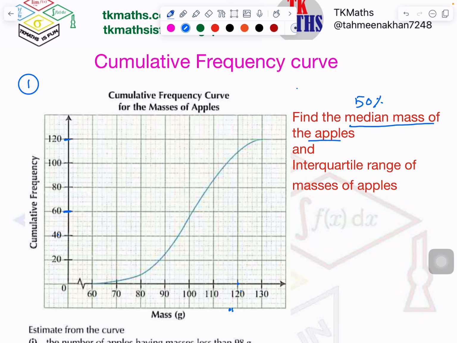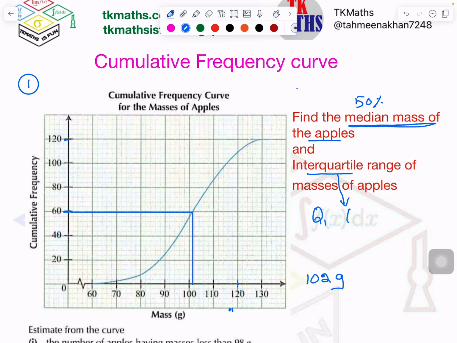So the question is saying find the median mass of the apples. So I will go at 60 and I will read from here. It is 102. So I will say the median mass of the apple is 102 gram. Right? Makes sense?